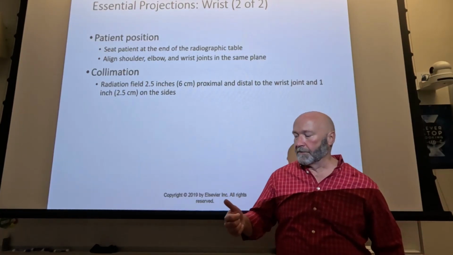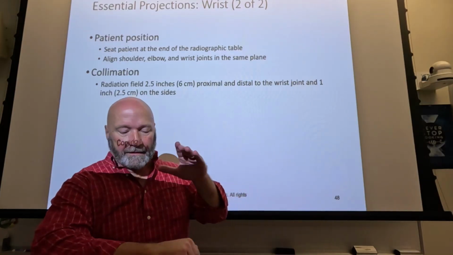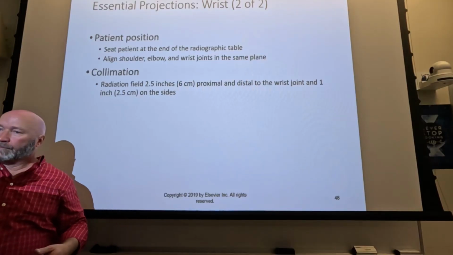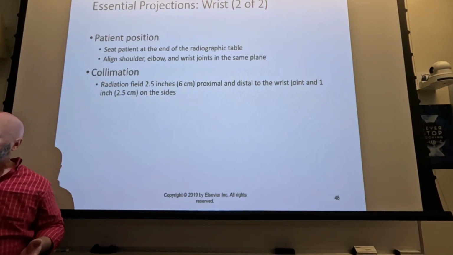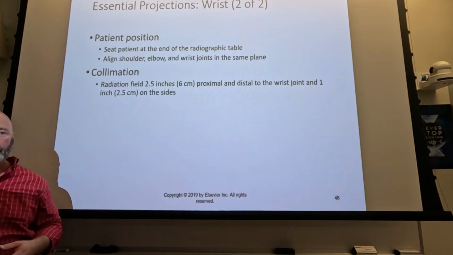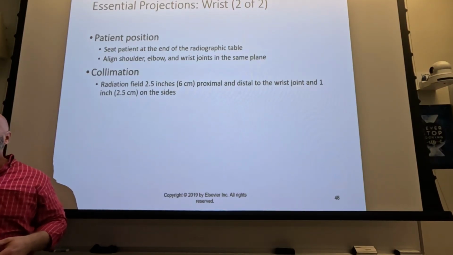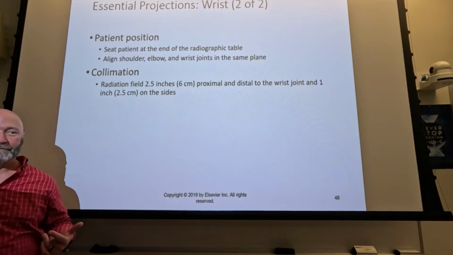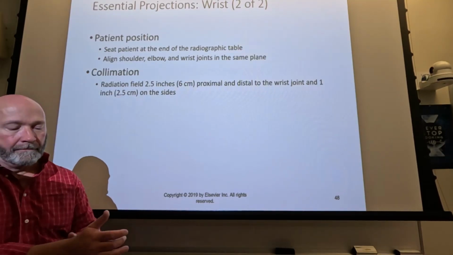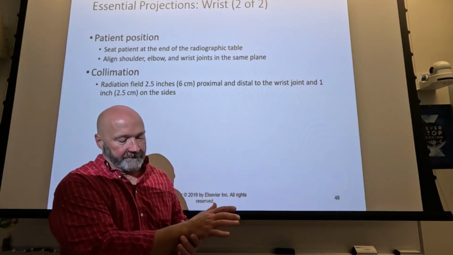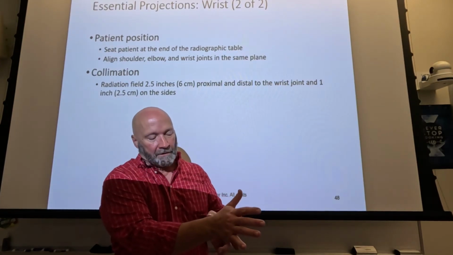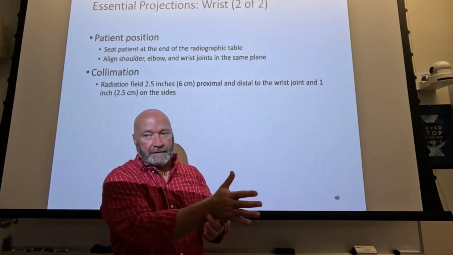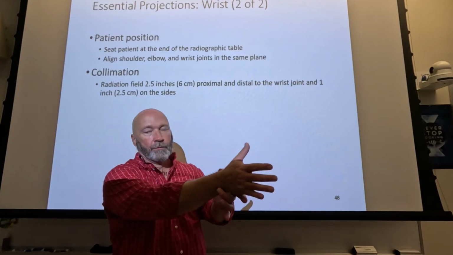Okay, so PA of the wrist, you've got everything in the same plane to put the ulnar styloid process in profile. Bend the fingers to put the anterior portion in contact with the image receptor. That's your PA of the wrist. Your oblique is going to be 45 degrees. Very good. And on your lateral, if you read the evaluation criteria, you need to have the radial styloid process and the ulnar styloid process superimposed.